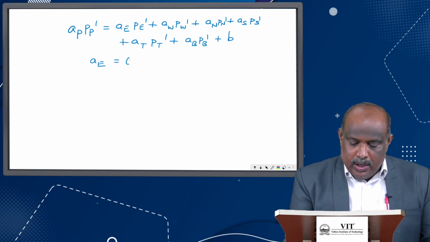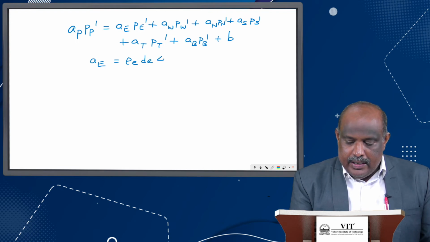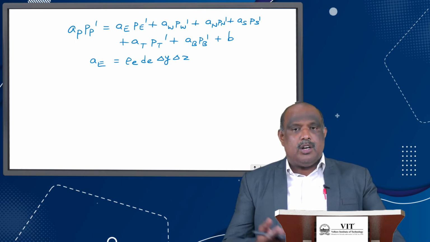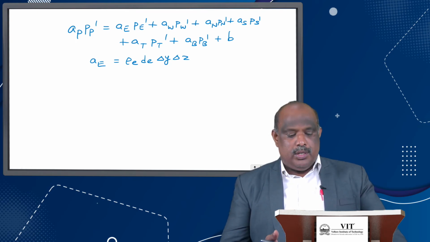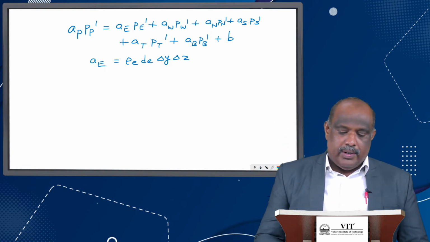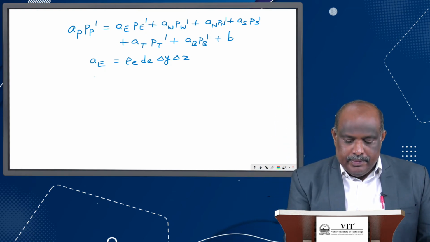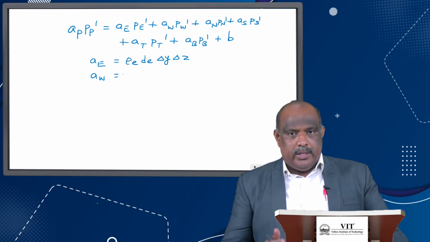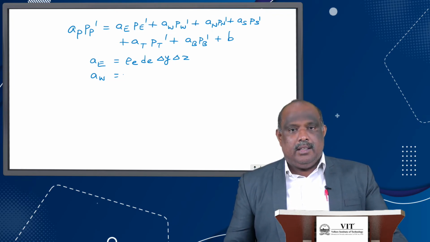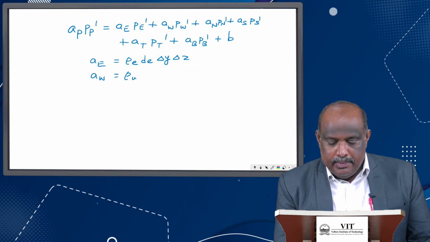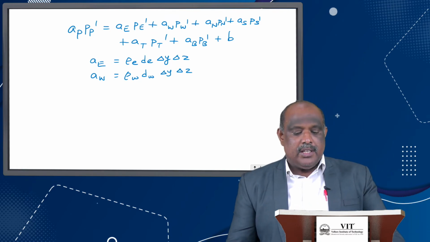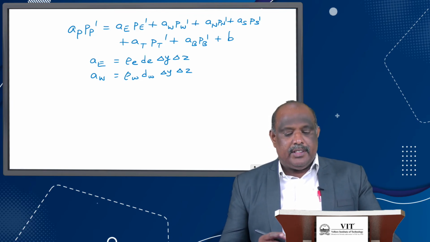So a_E will be equal to rho_e d_e Δy Δz. It is going to be a number, because density is constant, d is a constant, and Δy Δz is also a constant. So it is going to be some coefficient. Similarly, can you tell me what is a_W? There is no need to go to the previous page and derive the value of a_W. You can tell me now. Yes, very good. It is rho_w d_w into Δy Δz. Just replace the subscript e with w.